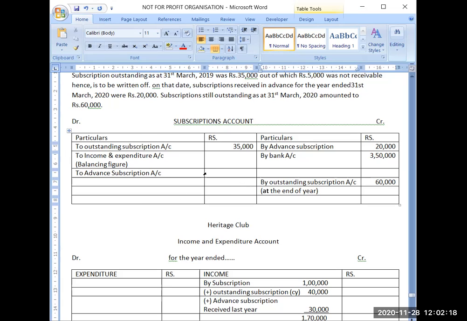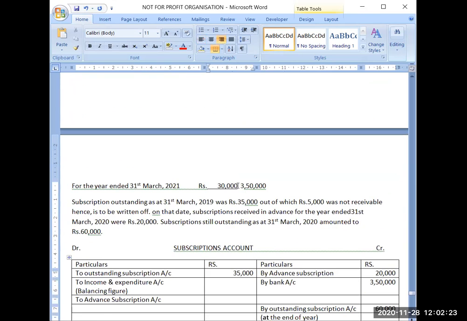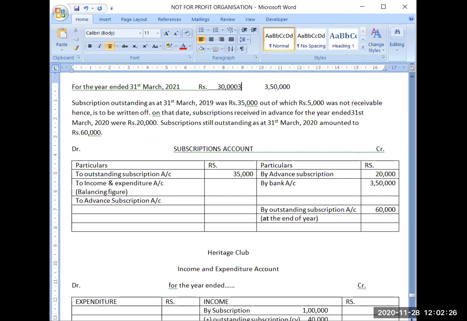Okay. Now what is the amount of subscription received in advance? That is 30,000. For the next year you have received 30,000. So here I will be writing 30,000. Now here I will be doing one entry by subscription written off, and 5,000 were written off from the previous year's subscription, which will not be receivable now.